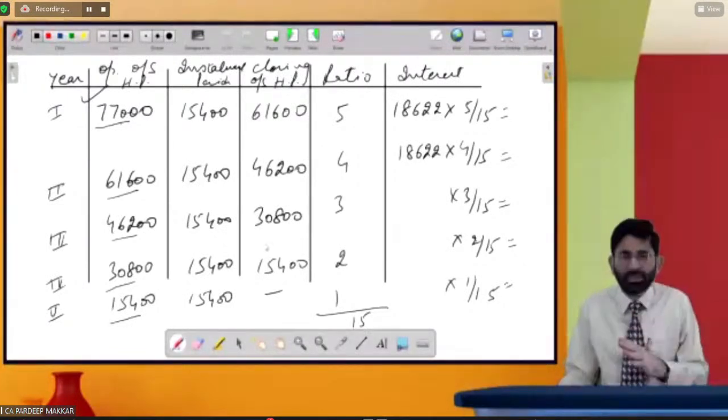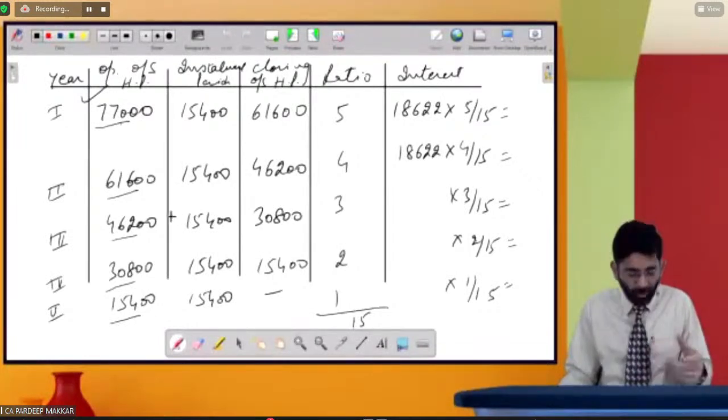So this is all without the calculator. You can do it very perfectly. You will have to devote time to it, obviously, because after practice you will be perfect.